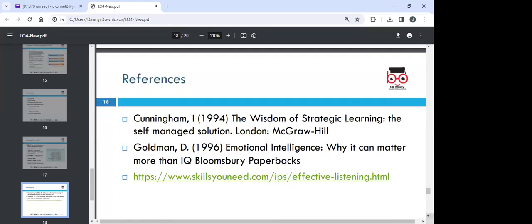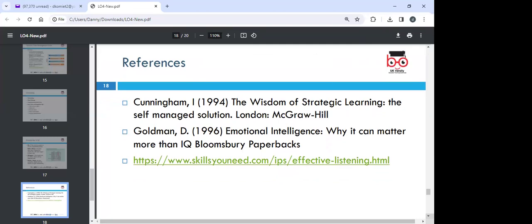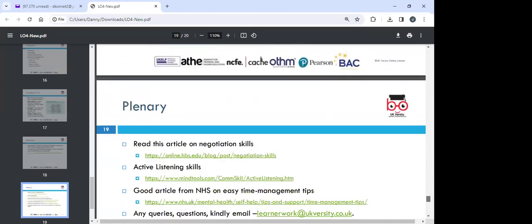Okay, so these are the topics for today's lecture. These are references. You can look at Cunningham 1994, The Wisdom of Strategic Learning, The Self-Managed Solutions, London, McGraw-Hill, Goodman D 1996, and these are what we call the Harvard style of referencing. Your references should follow suit, because if they don't, then we are going to mark you down. Okay, so this is the basic information for today's lecture.